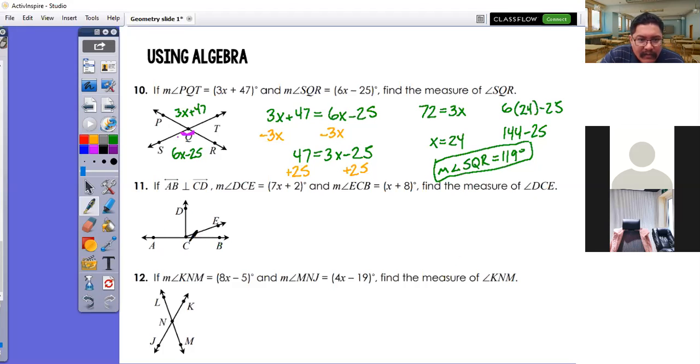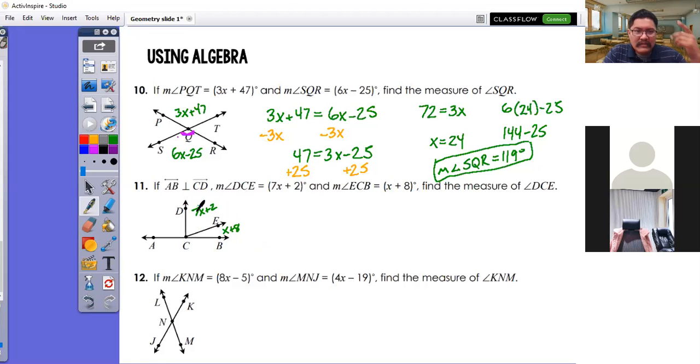AB, so this bottom line is perpendicular. Remember, that's the sign that means perpendicular. It looks like a little flag or something. It is perpendicular to DC or CD. So measure of DCE, that's this top part. And again, whatever helps you out, you can fill this in, or if you're pretty good at keeping track of all these things in your head, don't worry about it. And it says measure of ECB, so that's this tiny angle down here, is x plus 8. Find the measure of DCE.